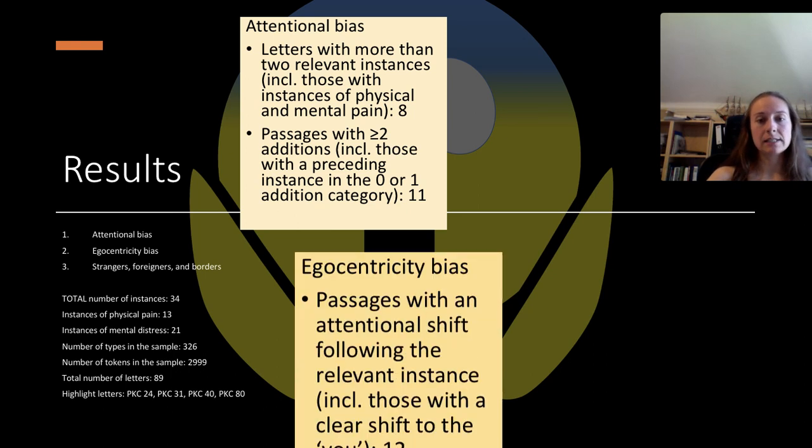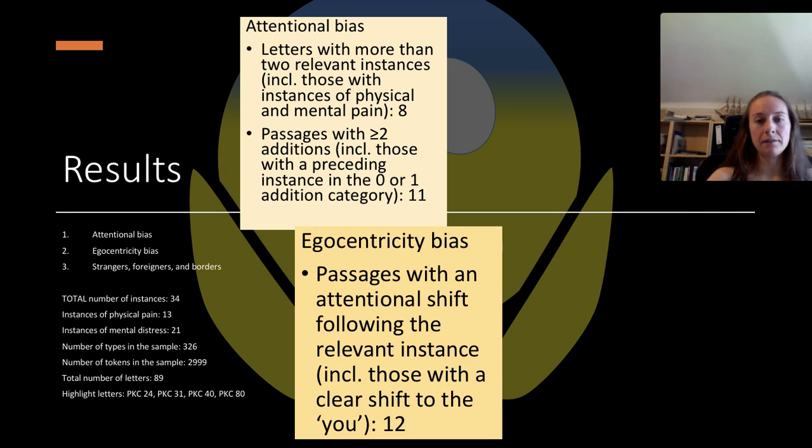Egocentricity bias, in the sense of you have a shift to the other, is again not particularly common. So you have 12 of our 34 passages show a shift to the other, 6 mental, 6 physical. This seems all quite balanced between mental distress and physical pain, and overall comparatively little. If you remember, we have 326 lemmata, we have about 3,000 verb phrases, only 34 are relevant in the first place, and of these 34, only a fraction shows strong attentional bias or any kind of egocentricity bias.